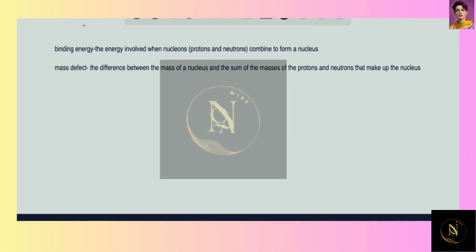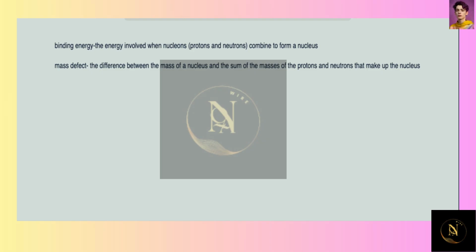Binding energy is the energy involved when the nucleons, or the protons and neutrons, combine to form a nucleus. This energy comes from something called the mass defect. The mass defect is the difference between the mass of a nucleus and the sum of the masses of the protons and neutrons that make up the nucleus. You would expect that the mass of the parts should equal the mass of the whole, but we see that there's a slight difference. This difference is due to the fact that some of the mass has been changed into energy, or the binding energy. So this is the binding energy, and this is the mass defect.